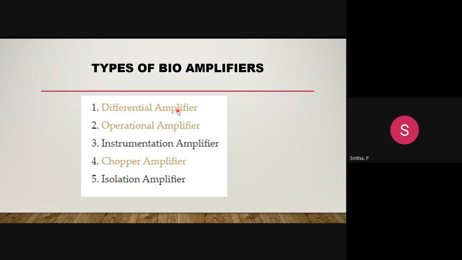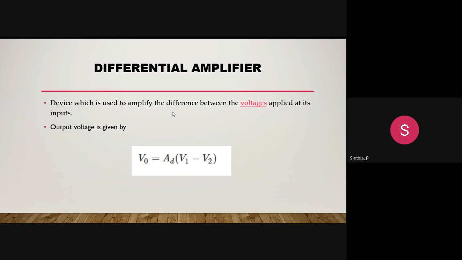So what is a differential amplifier? What is the purpose of using a differential amplifier? And what is the output gain of the differential amplifier? We will see that now. So a differential amplifier is a device which is used to amplify the difference between the voltages applied at its input. So the output voltage is given by V0 equals AD into V1 minus V2. So AD is the gain of the amplifier, the differential gain.